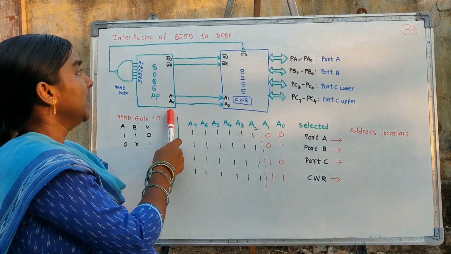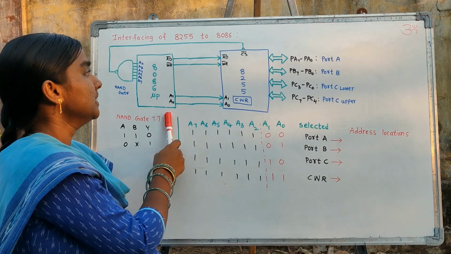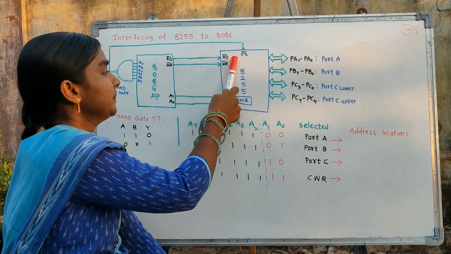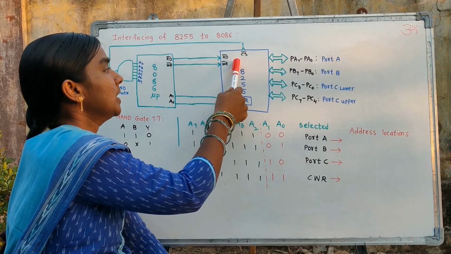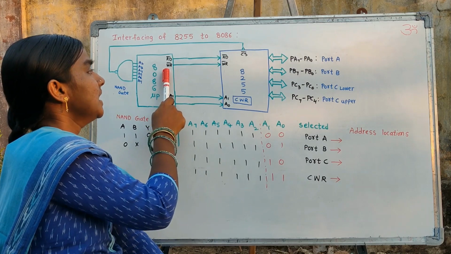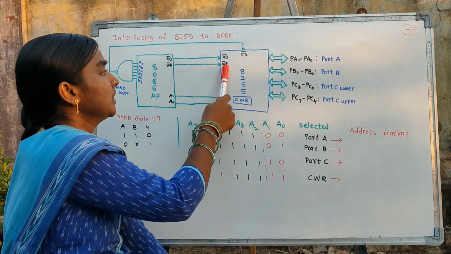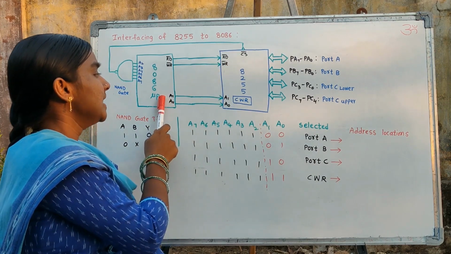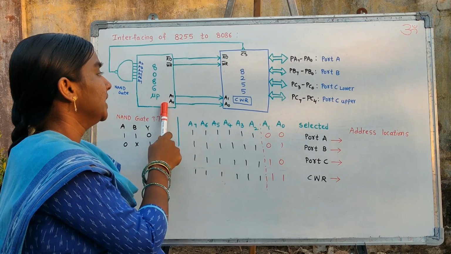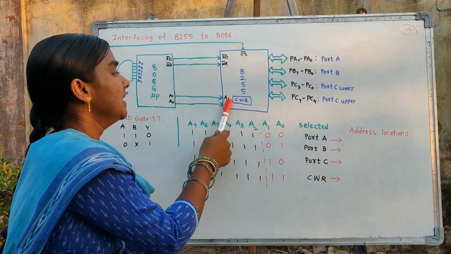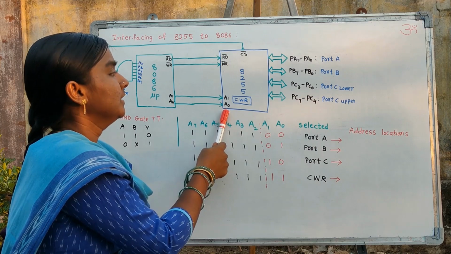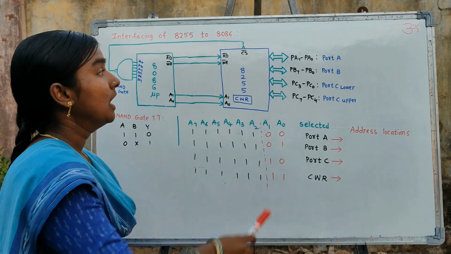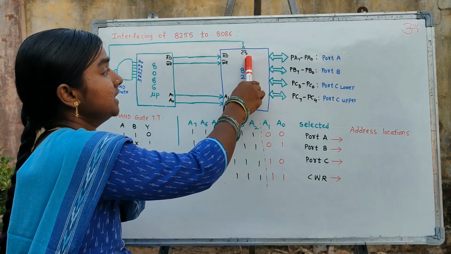When interfacing the 8255 with the 8086 microprocessor, we have to join the read signal of the 8086 with the read signal of the 8255, the write signal of the 8086 with the write signal of the 8255, and the address lines A1 and A0 of the 8086 with A1 A0 of the 8255. The main thing here is how we generate the chip select signal value.